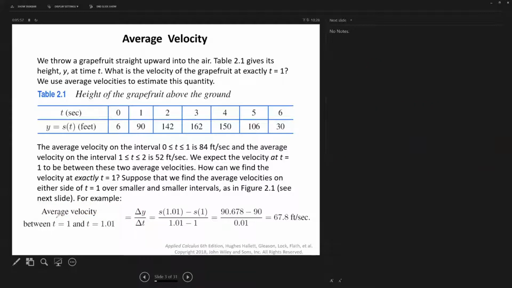Here we are looking at the average velocity between 1 and 1.01. They come up with a function and say that at 1.01, the height is 90.678, and then subtract 90, divided by the time difference, which is 0.01 seconds, and we get 67.8 feet per second. Again, that's just an average velocity. On average, how fast was the grapefruit traveling between time equal to 1 and 1.01? So here is the main question: how can we find the velocity at exactly t equal to 1? That's the question we have to ask and answer.